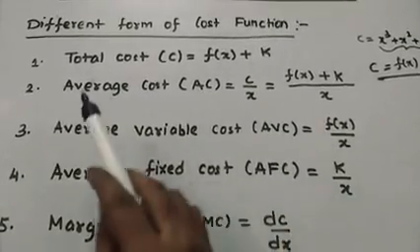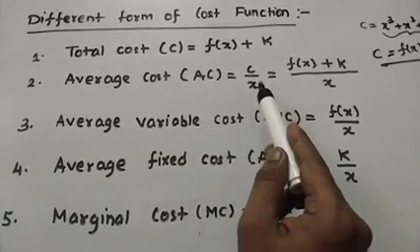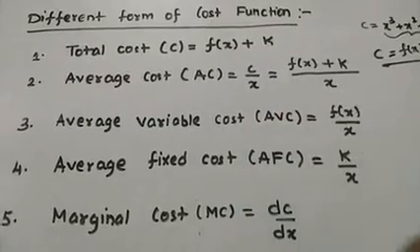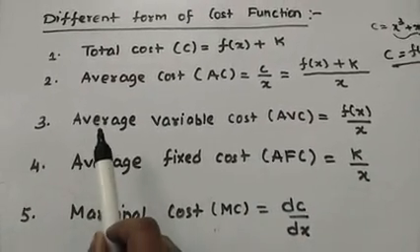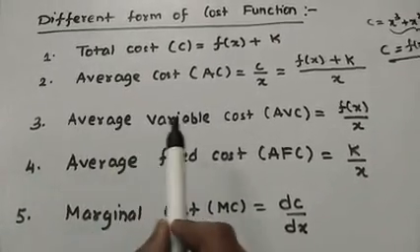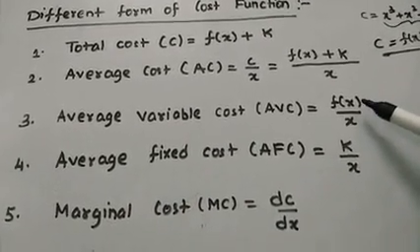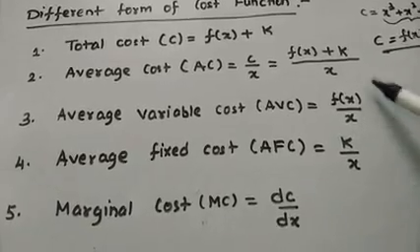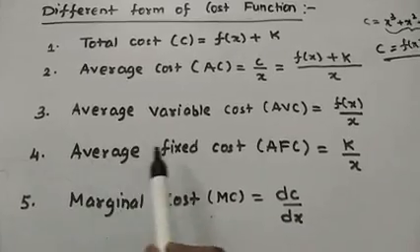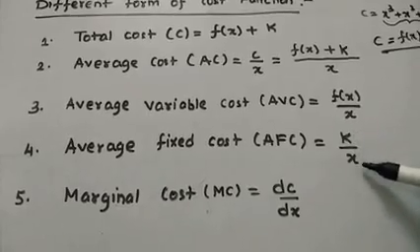So now first of all, average cost. We know that average cost means total cost by output, that is C by x. C is your f of x plus k and x is your x. Now next one, average variable cost. Remember there are two different formulas here. Whenever the question demands variable cost, you have to write f of x by x. There is no k there, just f of x by x. Next, average fixed cost. Fixed is for the constant part, so here you have to write k by x.